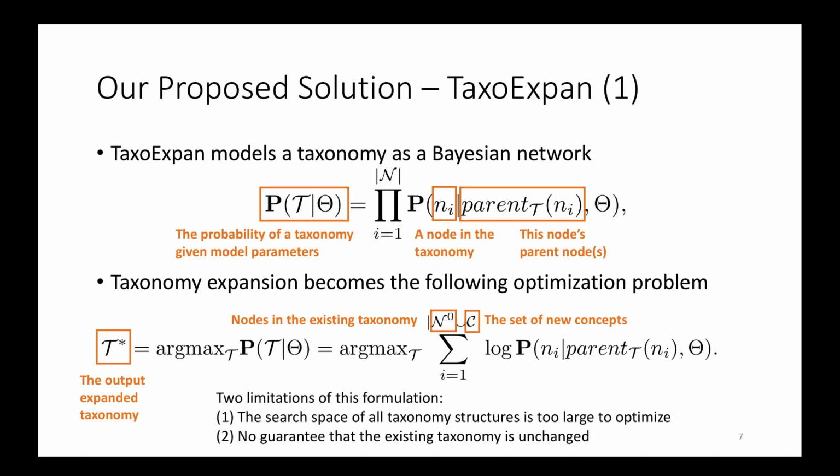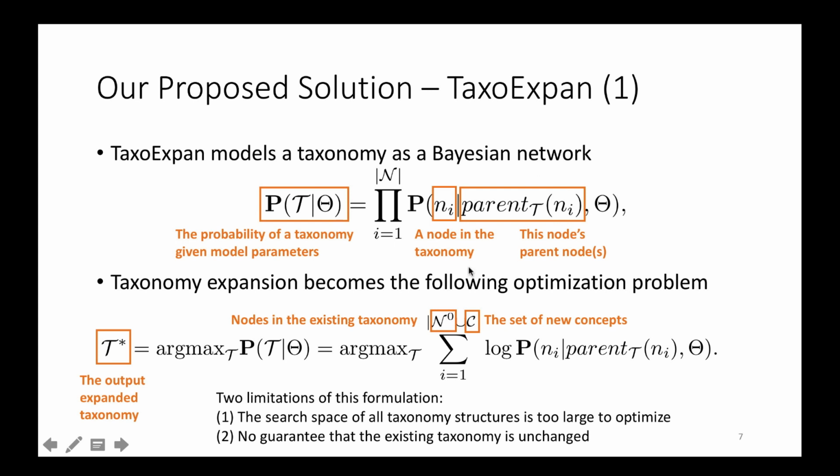Okay, let's start. In our TaxoExpan framework, we model the taxonomy as a Bayesian network, which means given the model parameter theta, the probability of a taxonomy is factorized into the product of a collection of factors.